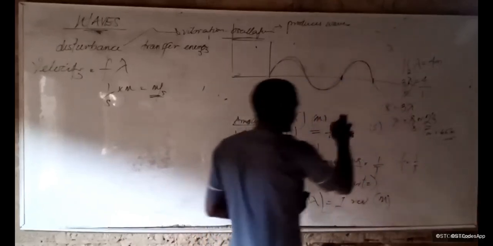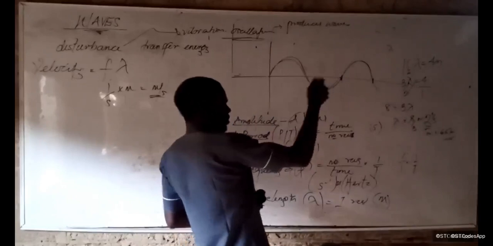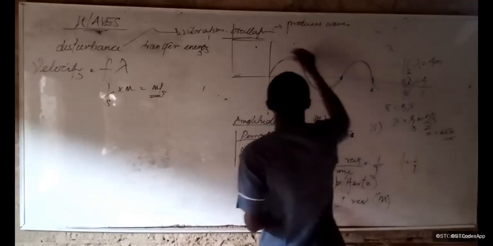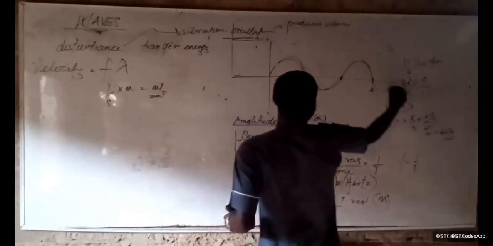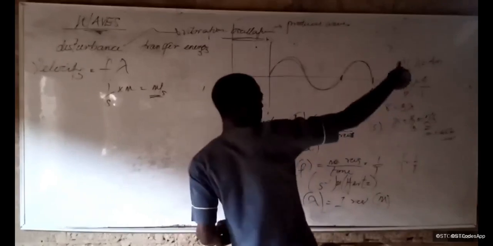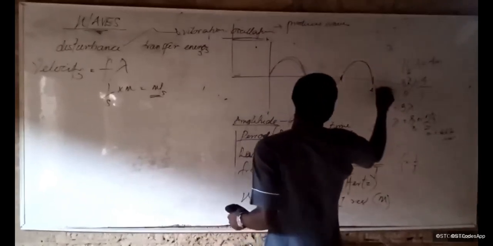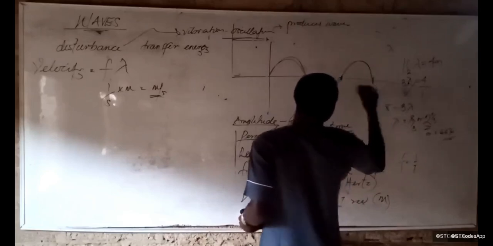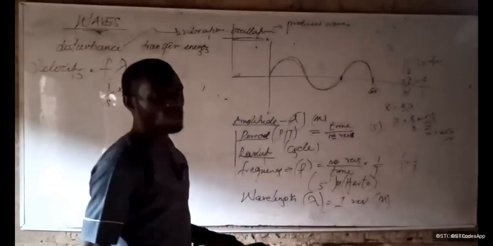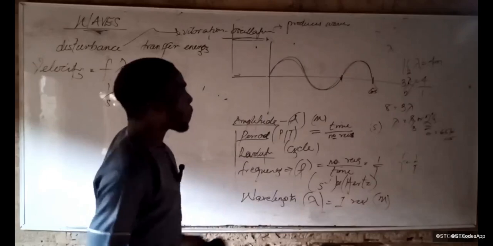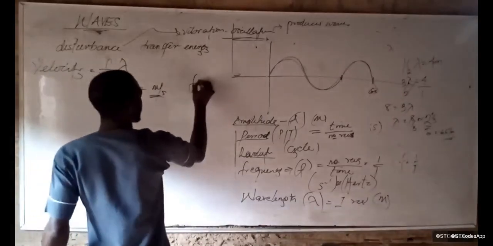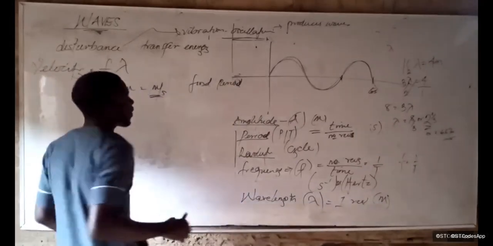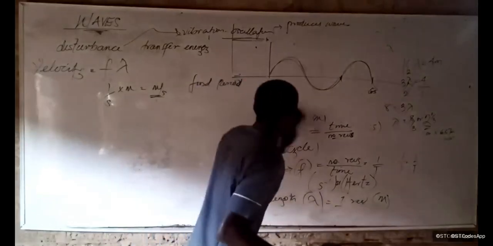Now, what if you are told here that this wavelength is now not amplitude against wavelength, but amplitude against time, and you were told this one was taking, let's say, 6 seconds. So if this wave took 6 seconds, what is the period? Find the period. So what did we say period is?